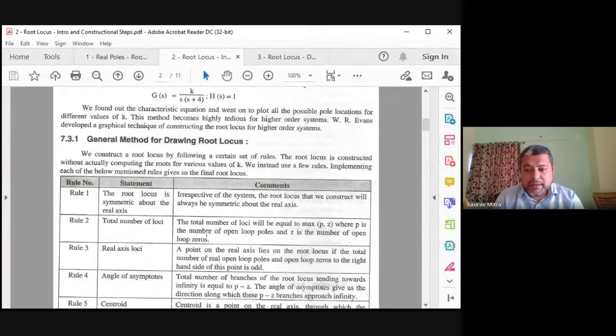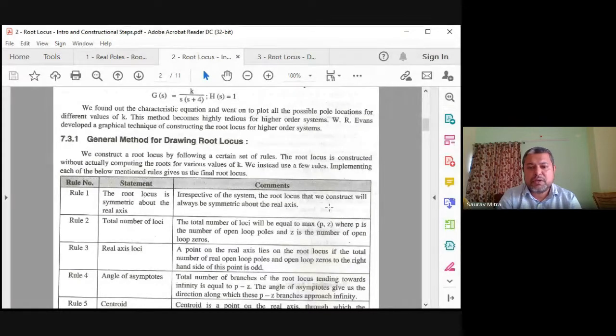Total number of loci means how many paths. In this case we have seen S plus 1, S plus 2, and there is no 0. So there are two open loop poles and there is no 0. That means there will be two paths. One will start from -1 and the other from -2, and they will go towards infinity after touching the breakaway point. So what is the number of loci?